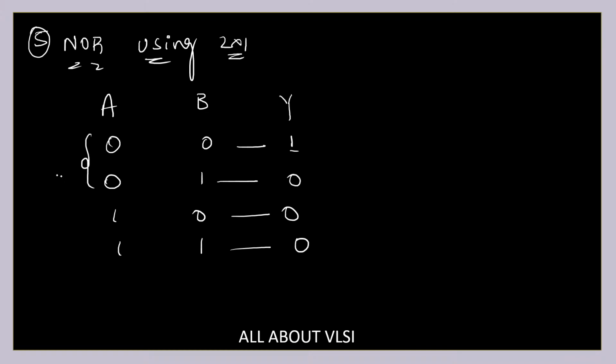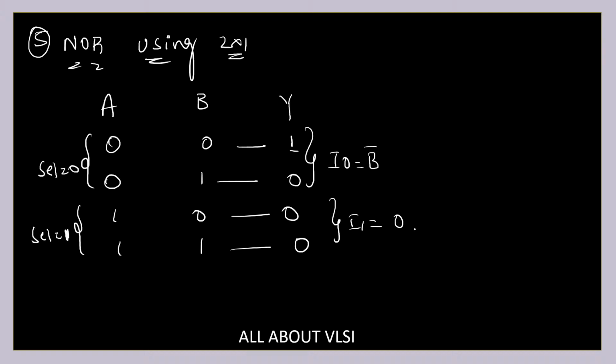And if my select line is equal to 0 over here, and select line is equal to 1, that means my I0 will be equal to B complement, and I1 will be equal to 0. So this is how we are going to have it.